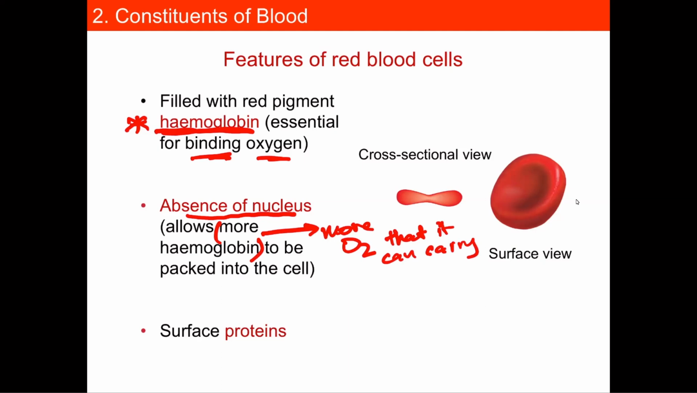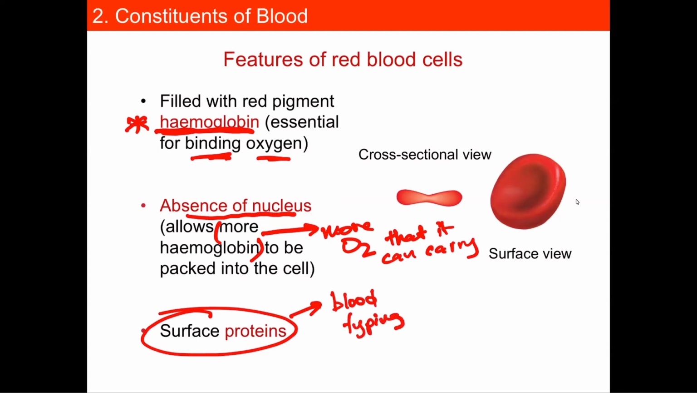And finally, it has surface proteins. Now this part is actually very important as well, because this is very related to blood typing, which we are going to learn later. So these surface proteins basically form recognition markers as to how you can identify specific blood types. This one we will go through later on.